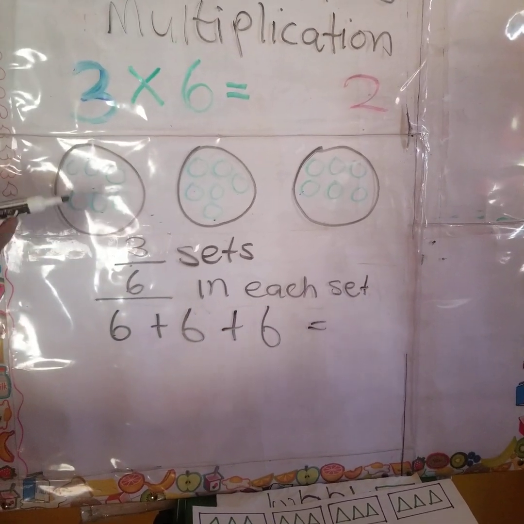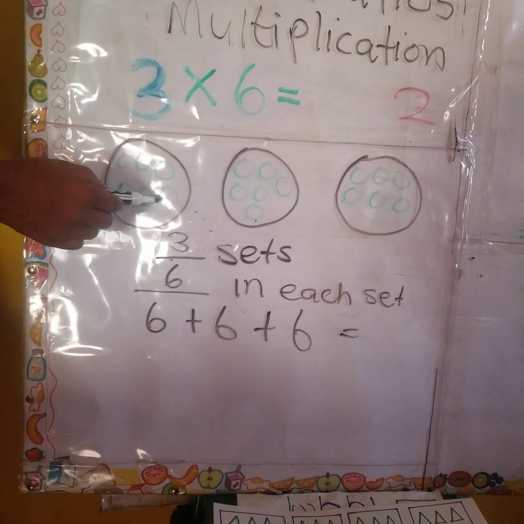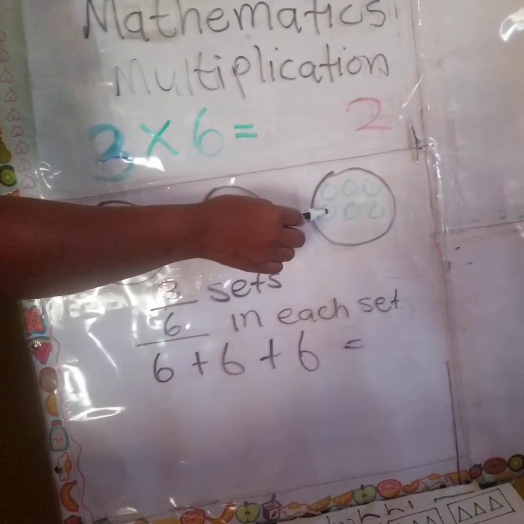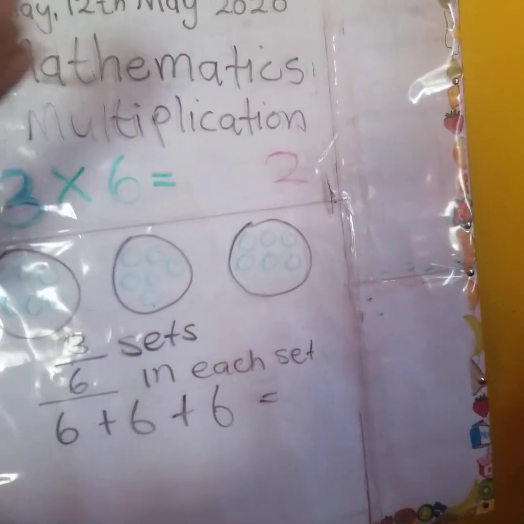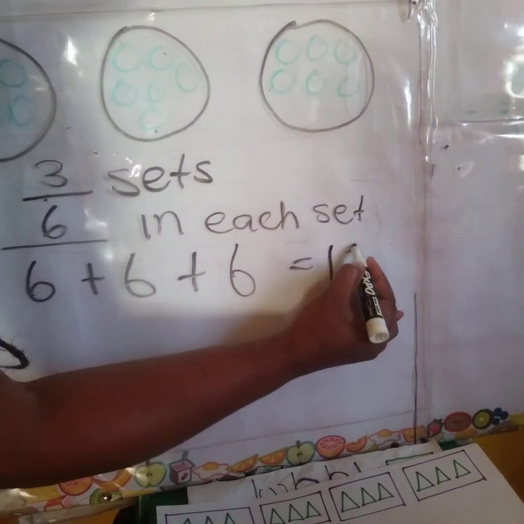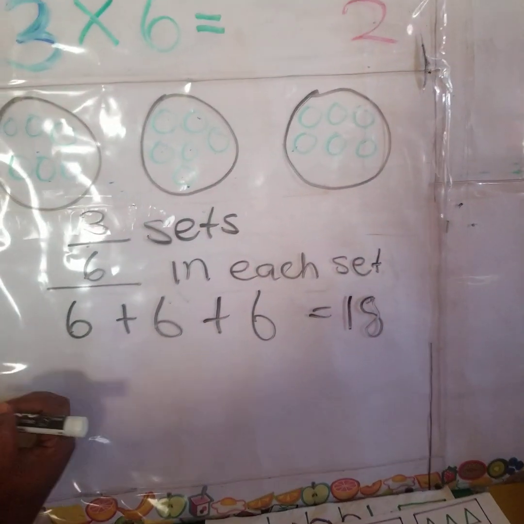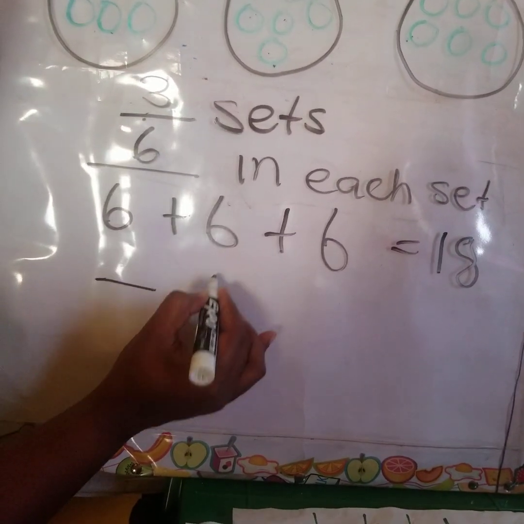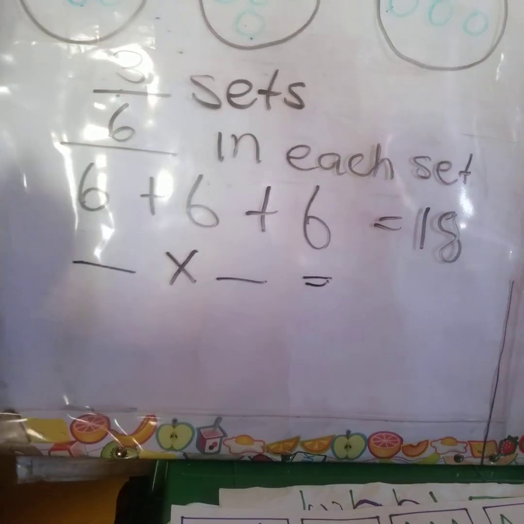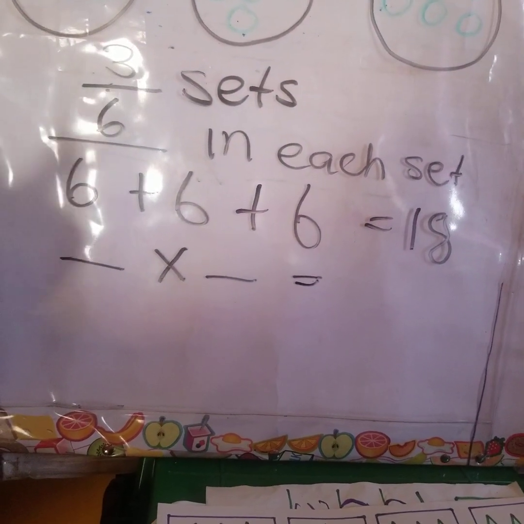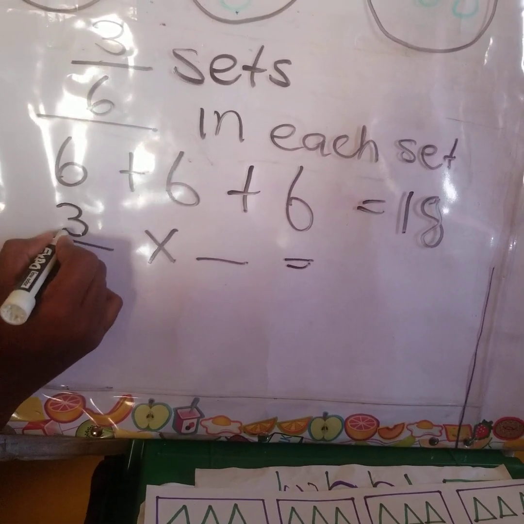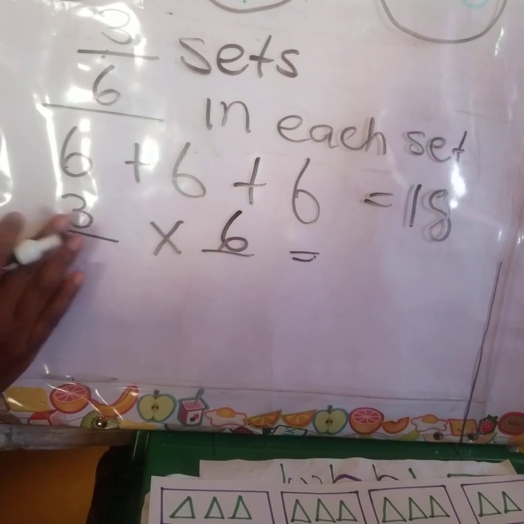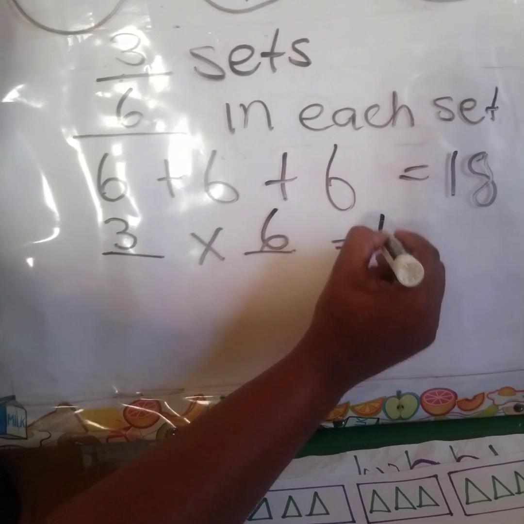So let us count and see how much we get. 1, 2, 3, 4, 5, 6, 7, 8, 9, 10, 11, 12, 13, 14, 15, 16, 17, 18. Awesome. And now we are going to multiply. We're multiplying something multiplied by something equals something. What do we have to put here again? The number of sets, and we had 3 sets. And here we put how much is in each set. So it's 3 multiplied by 6 is equal to 18.